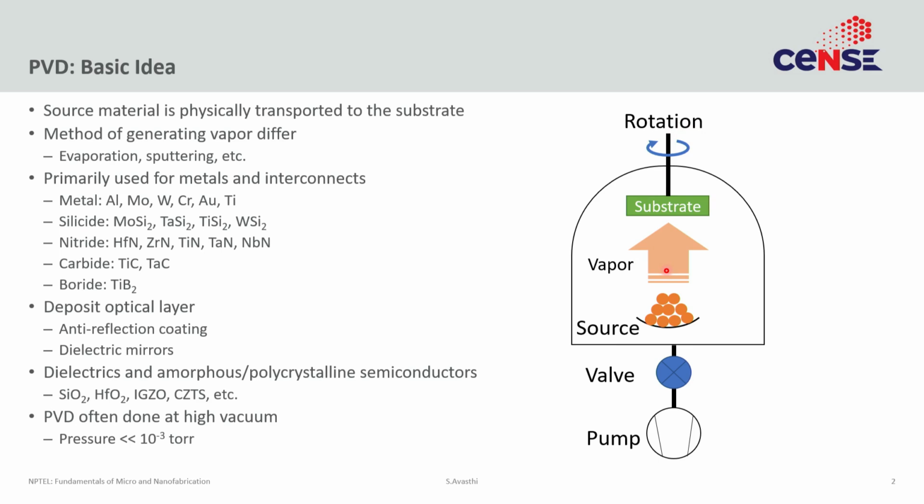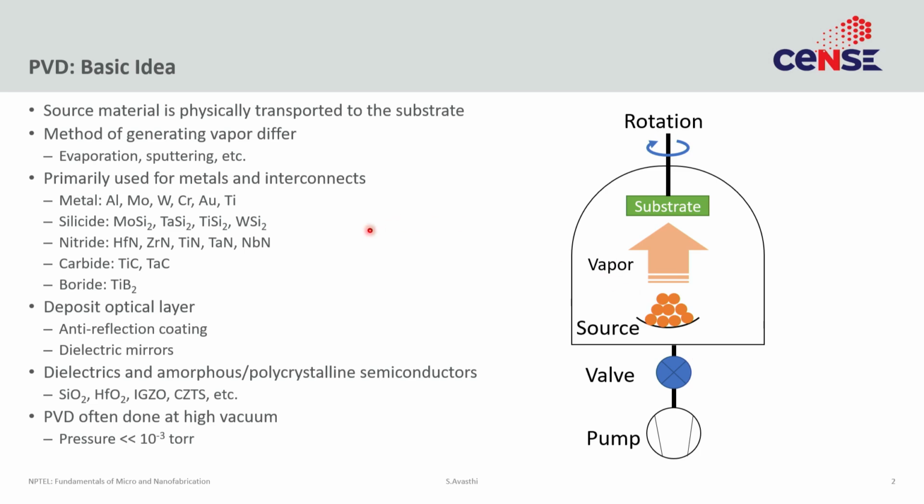For example, if you are trying to deposit aluminum, you do not want it to react with oxygen to form aluminum oxide. So you do all of this inside a vacuum chamber, so you need some valves, some pumps, etc. The way you make this vapor differs. So you can do sputtering, evaporation. We shall look at all these techniques down the line.